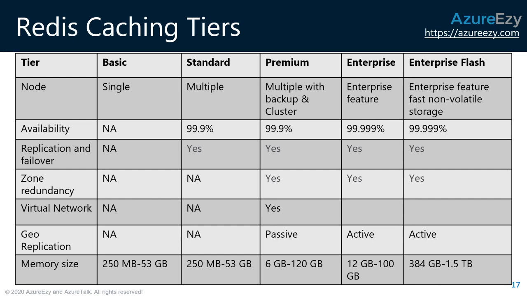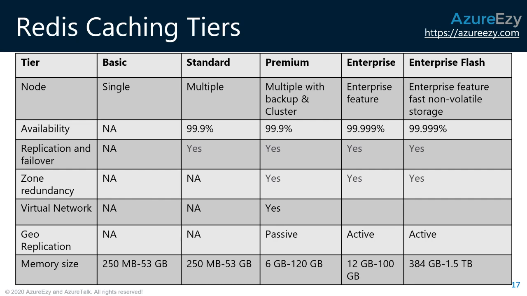Now, if you go for the premium one, that has zone redundancy as well. So within Azure, you can have availability zone level redundancy on this particular tier. Plus, the next thing you get in the premium one is that it supports a virtual network, meaning you can specify that this service is available only to a specific virtual network. So it will give you an additional layer of security.